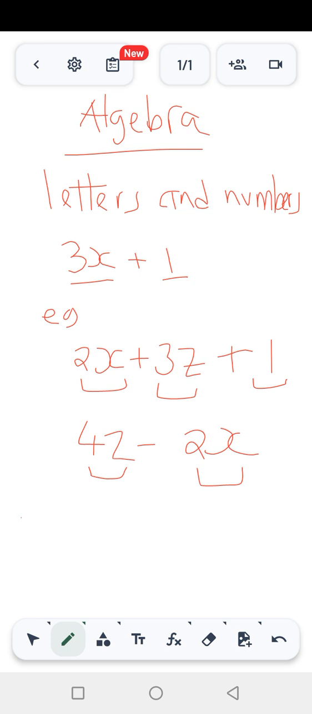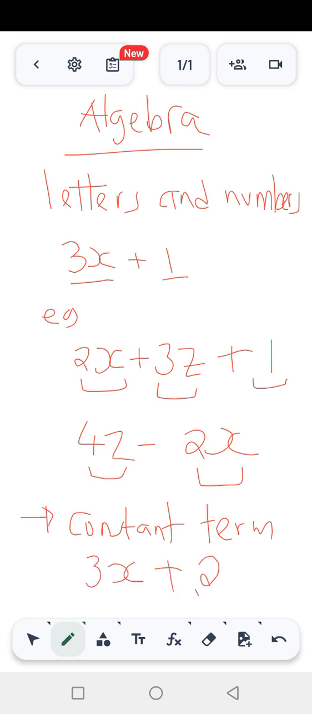In terms, we have what we call a constant term. A constant term is the one with no letter involved in that number. Like if I have 3x plus 2, this 2 is called a constant term. Why? Because there's no letter attached to it. So a constant term in an algebraic expression or equation is a term with no letter attached. Here in this example, my constant term is 2.